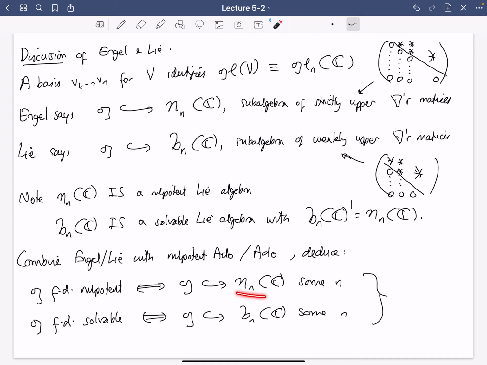So in other words, this N_n, this strictly upper triangular matrix Lie algebra, that's kind of the archetypical example of a nilpotent Lie algebra. And B_n(C), the weakly upper triangular matrices, that's the archetypical example of a solvable Lie algebra. Okay, so this is somehow the basic facts about nilpotent and solvable Lie algebras, at least over the complex numbers.